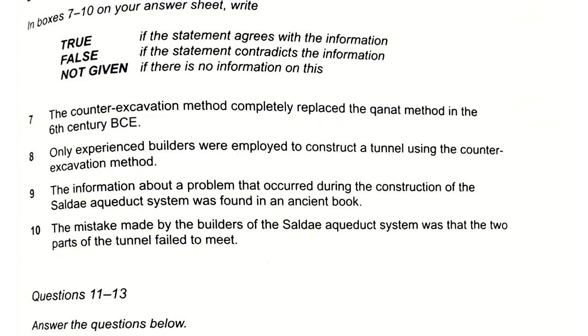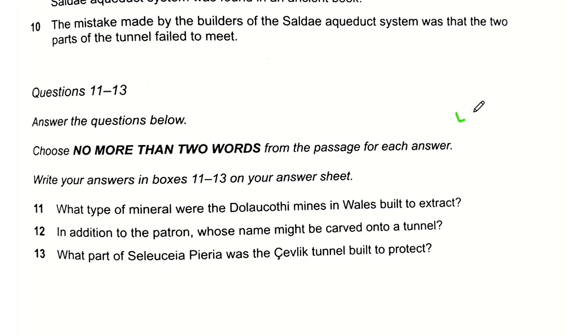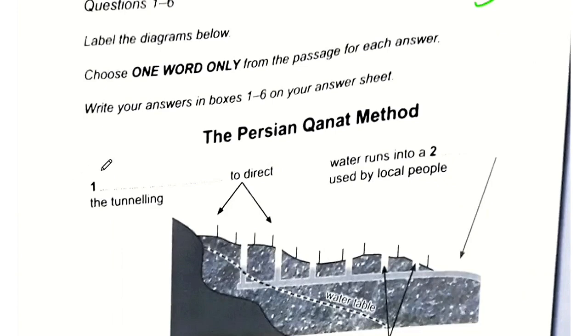Next comes true, false, not given. This also is in order. And then comes short answer questions. This is also in order. Now we'll be looking at the given questions. Here the first question is: dash is used to direct the tunneling. Water runs into a dash is used by the local people.